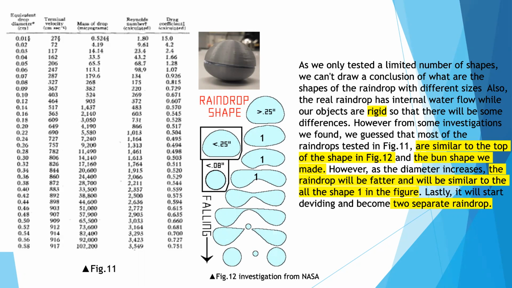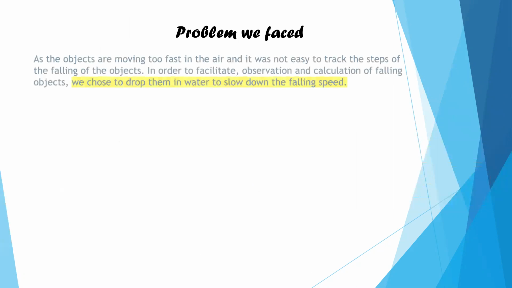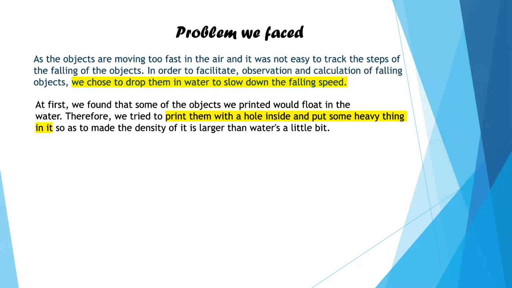However, as the diameter increases, the raindrop will be fatter and will be similar to the other shape in the figure. Lastly, it will start dividing and become two separate raindrops. As the objects are moving too fast in the air and it was not easy to track the steps of the falling of the objects, in order to facilitate observation and calculation, we chose to drop them in water to slow down the falling speed.